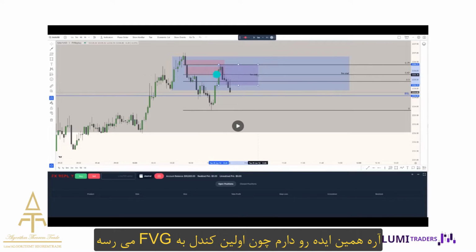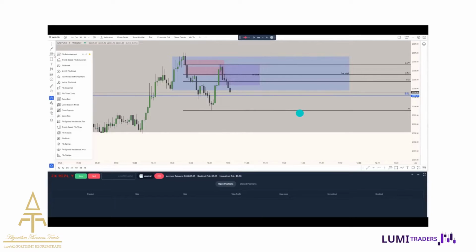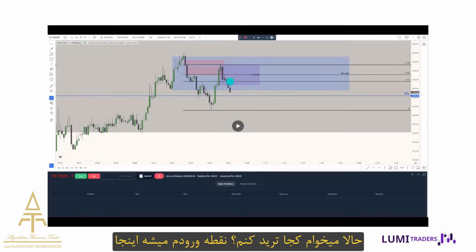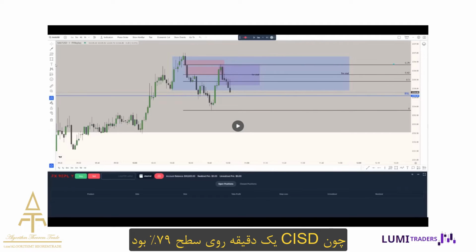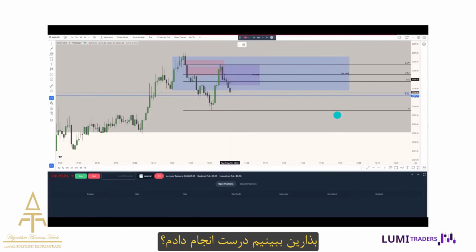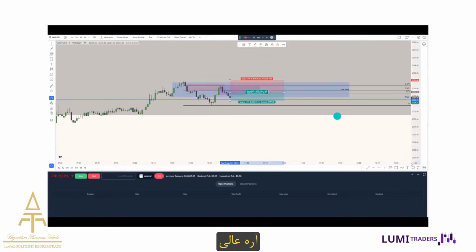Because this first candle is the fair value gap. Now I want to trade where my entry is going to be here. Immediate retest of the 1-minute order block, and stop loss is going to be this high. Why? Because we got a 1-minute change in the state of delivery at 79%. Let's see if I did that right. Yeah, perfect.